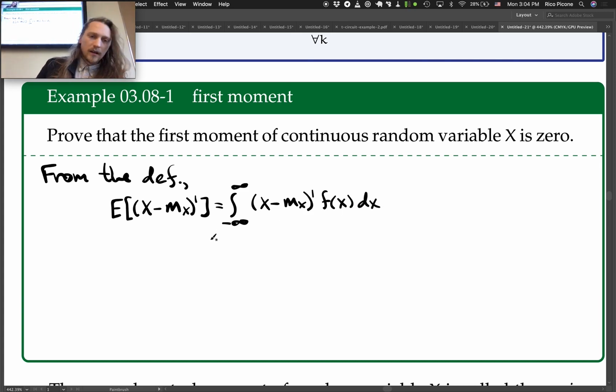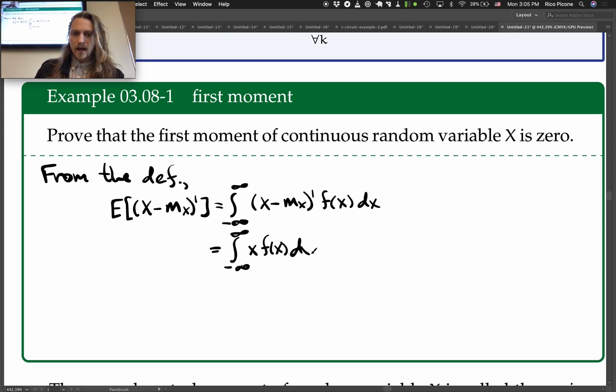And we can split this out into two integrals. So we have the integral from negative infinity to positive infinity of x f of x dx, minus, and we can pull out the mean because that's just a constant, the mean of x times the integral from minus infinity to plus infinity of f of x dx.